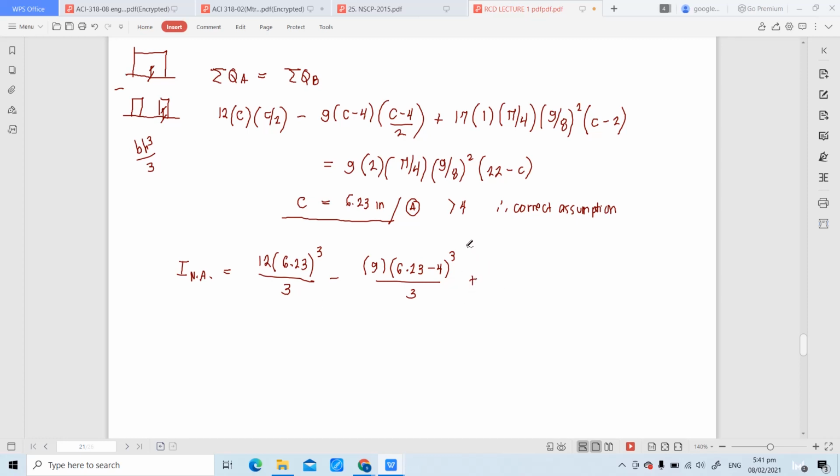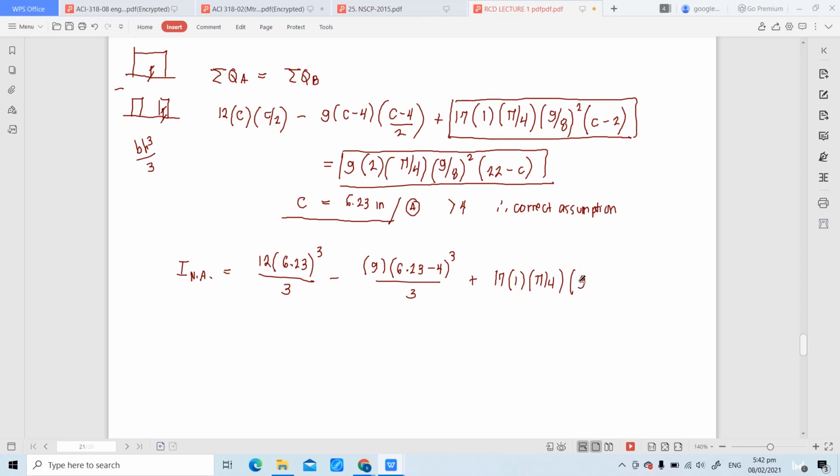Plus, moment of inertia ng bakal above the neutral axis. Parang ganyan lang din, tama? Kaya lang, naka-square po yung last terms natin. This is for the moment of inertia ng bakal above the neutral axis, naka-squared lang. And then, ito yung moment of inertia ng bakal below the neutral axis, naka-squared lang yung last term. So, copy as is, 17 multiplied by 1 multiplied by pi over 4 multiplied by 9 over 8, quantity squared. C minus 2 is 6.23 minus 2.